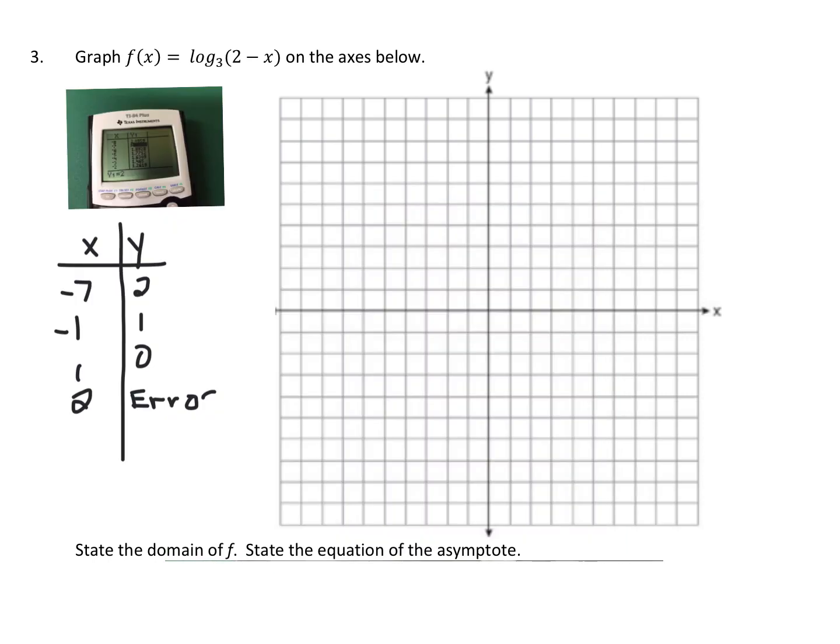Here I drew out the table of values. These are the only 3 points that we could actually plot on this coordinate plane. They're the only ones that fit. And remember how we said that at 2 it said error, and then as you worked your way down everything was an error? That's because the x values are never actually going to reach 2. Once you hit 2, it's an error.